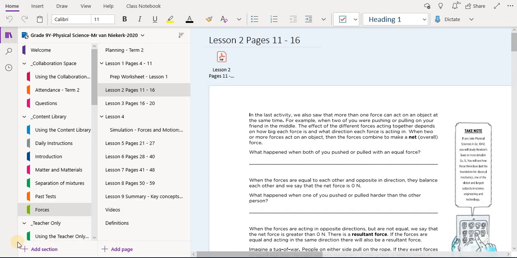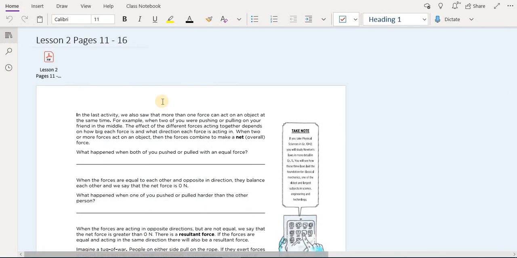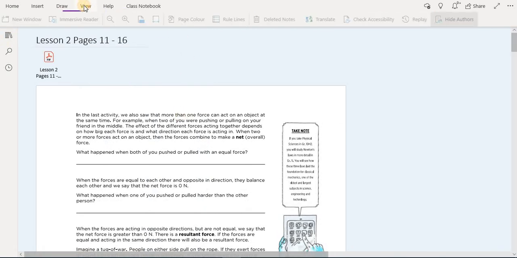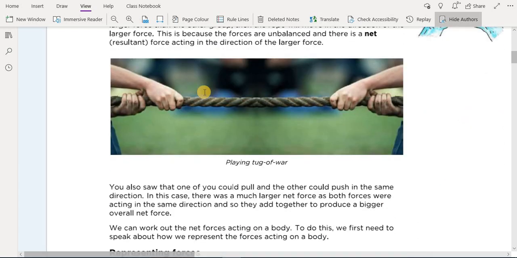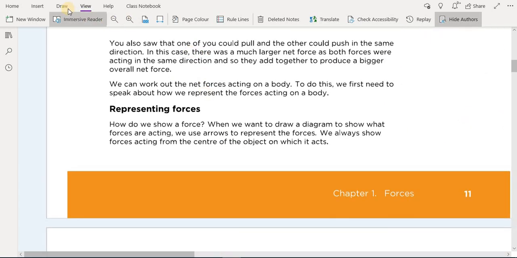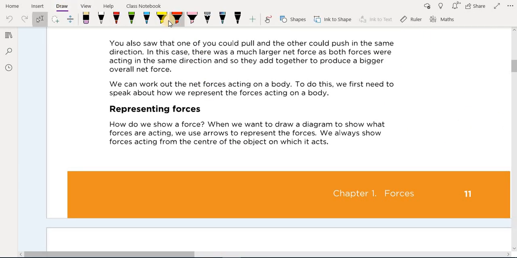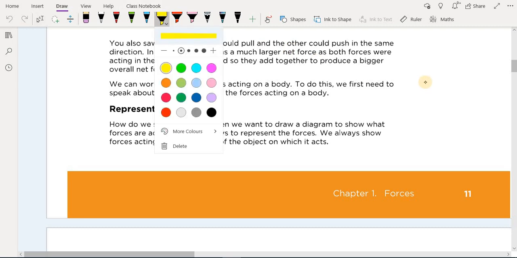Okay, girls, so this is the second lesson in the section dealing with forces. So I'm in our class notebook and I'm looking at forces, lesson 2, pages 11 to 16. I'll minimize that, increase the view, and we're starting on page 11 and we're starting with representing forces.